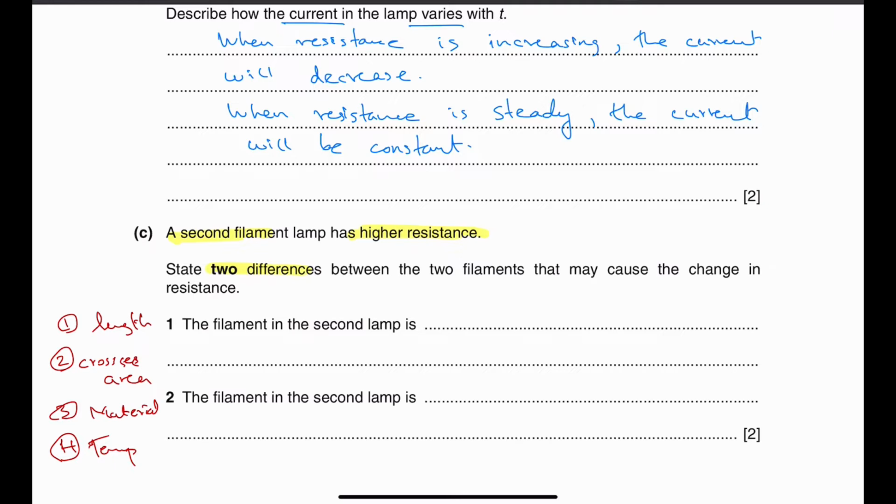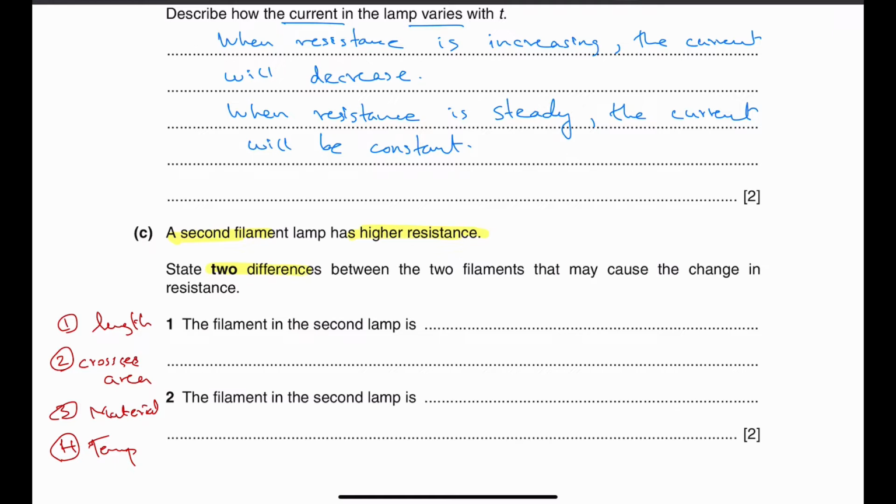So for length, the resistance is directly proportional to it. So if length is increasing, the resistance will also increase. Whereas with cross-sectional area, the resistance is actually inversely proportional. So if a wire is thicker, which means it has a higher cross-sectional area, it has a bigger diameter, then the resistance is going to decrease. So we can't write that the second lamp is going to have a larger area. In fact, we should write it has a smaller area if we are going to write that one.